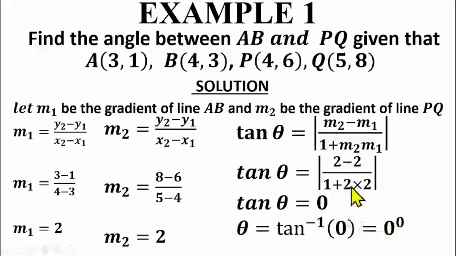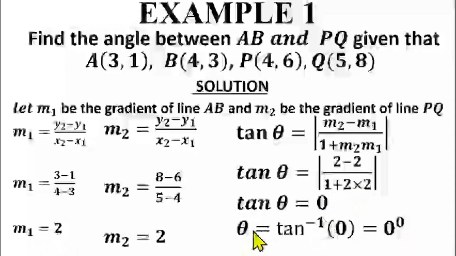So even from here, you don't need to do this one. You can just say, look, that theta is equal to what? 0. Because the whole fraction is equal to 0. And because the two lines are parallel, the angle between them is 0, because there's no angle between them.